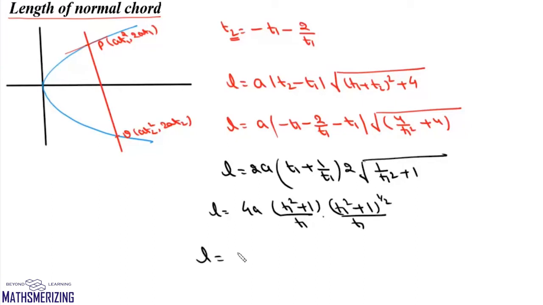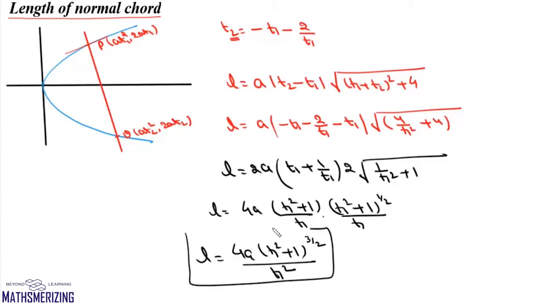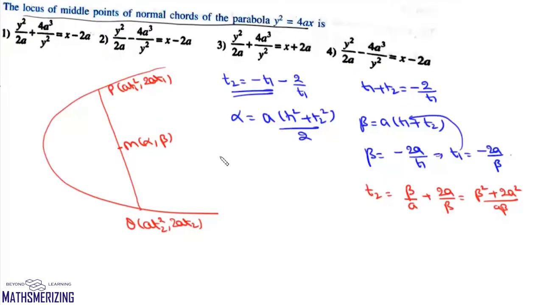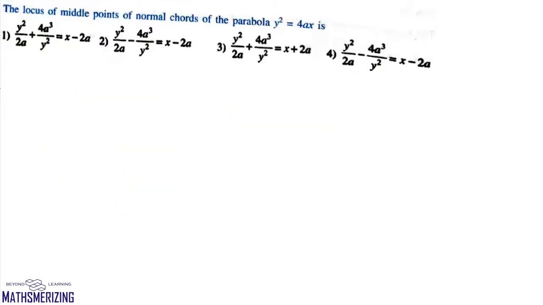So the length of the normal chord drawn at any point t1 will be (t1 square + 1) to the power 3 by 2 upon t1 square. That is the formula for the length of a normal chord of a parabola. Now the question is: find the locus of the middle point of normal chords of this parabola y square equals 4ax.